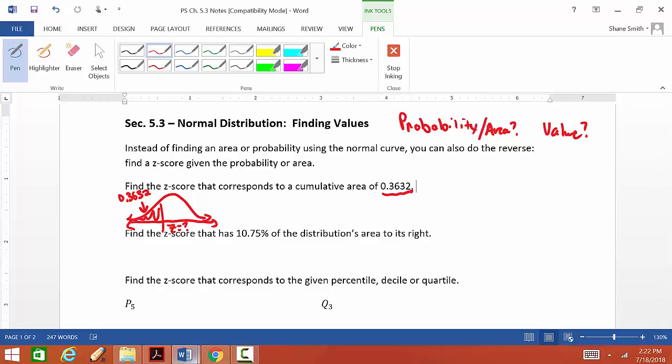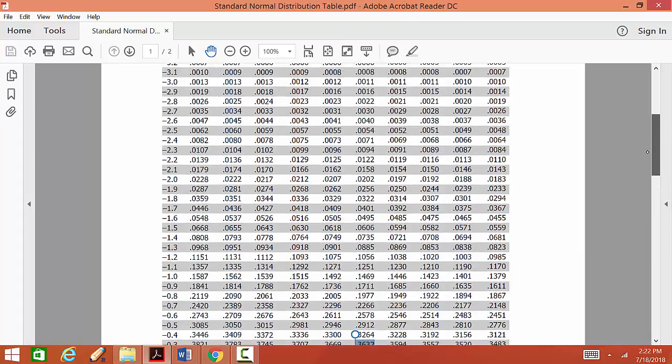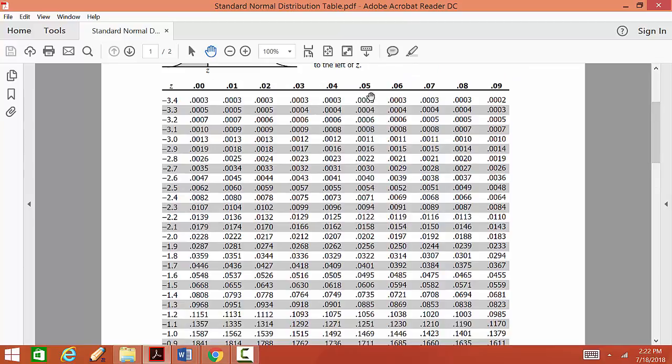Well, basically we have to use the table in reverse. So if we go back to our normal distribution table, we want to find 0.3632. Now there's a couple tricks you can use here, because 0.3632 is less than 0.5. So we know this is going to be a negative z-score, because a z-score of 0 has 0.5, or exactly half of the area to the left. So 0.3632 is actually right here. It's negative 0.3, 5. It was in this column.